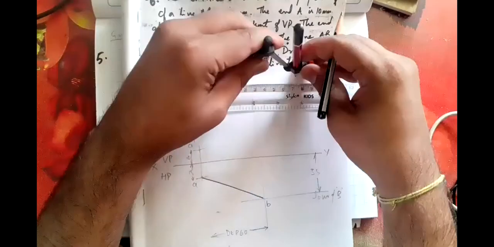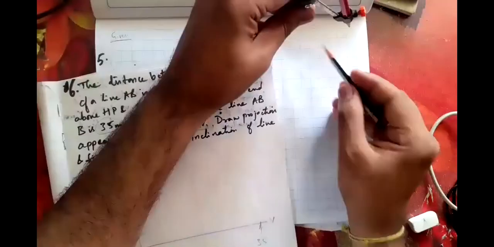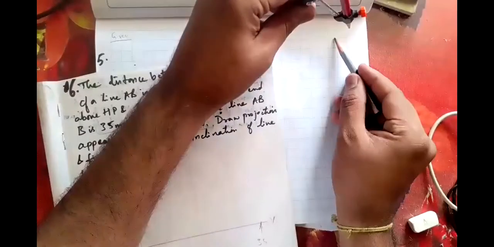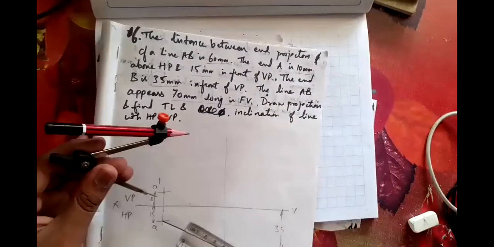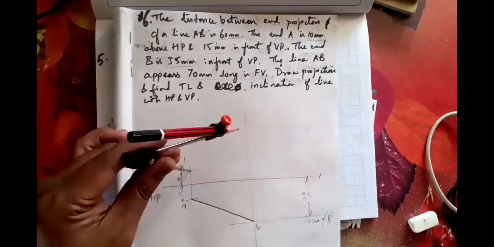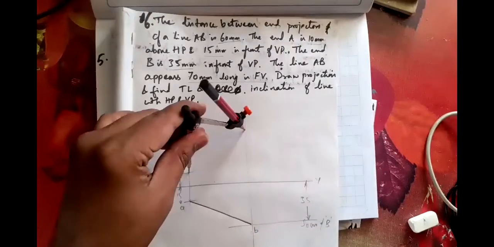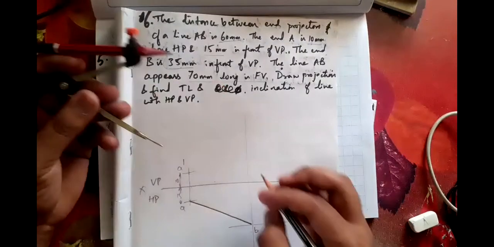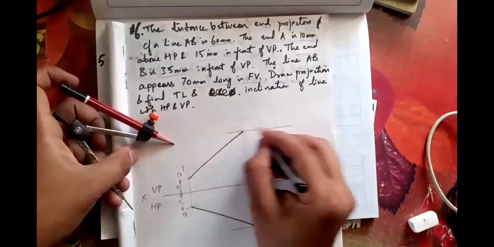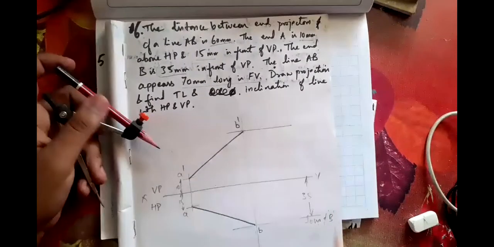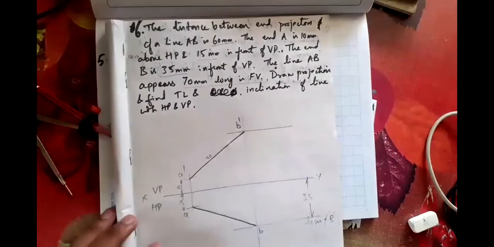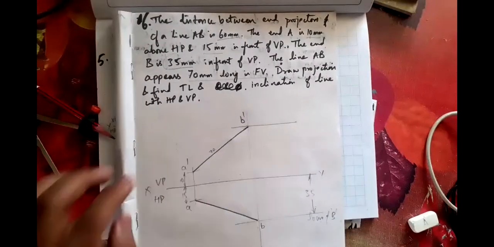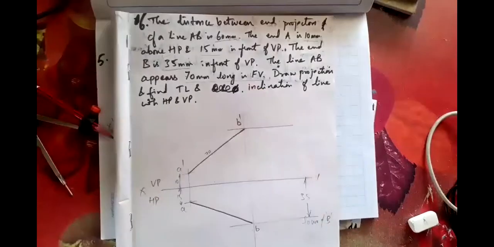I can take it as 7 boxes approximately like this. From A dash, I'm going to mark a line on the DEP line where I get directly 70 mm distance. I have got B dash. Don't dimension this like this, just for identification. The line AB appears 70 mm long in the front view. Front view dimension is over. Top view position is over.